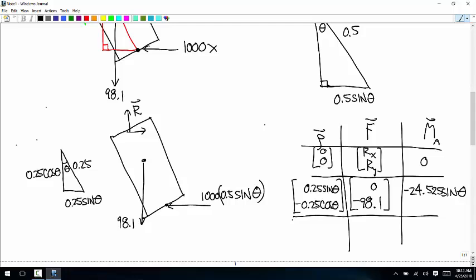And then we have the moment produced by that spring force. The rho vector for that is 0.5 sine theta, negative 0.5 cosine theta. The force is negative 500 sine theta, and then 0. And so you get negative 250 cosine theta sine theta.